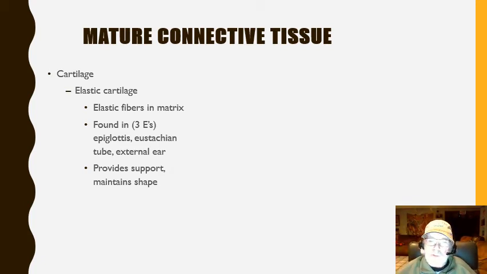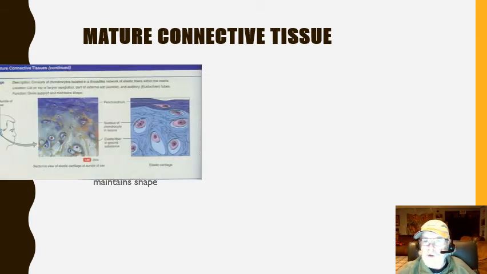The eustachian tube is actually a tube from the back of my nose that goes to the middle portion of my ear that keeps the pressure behind my eardrum equal to the pressure on the outside. Okay, equalization, as well as the external ear, the flappy portion of my ear, provides some support, maintains shape. Another type of cartilage.